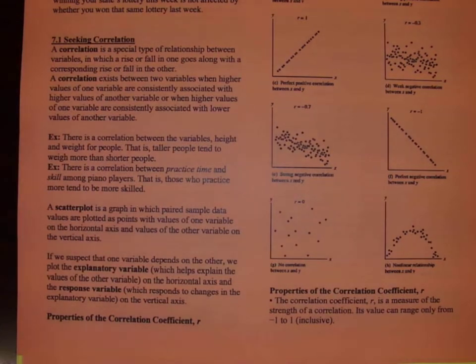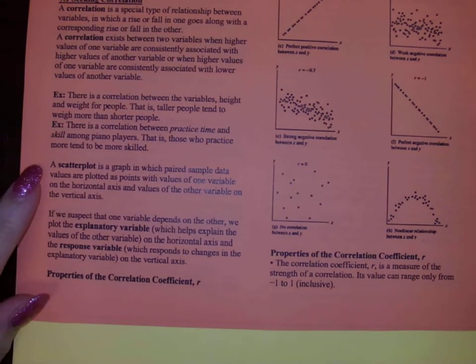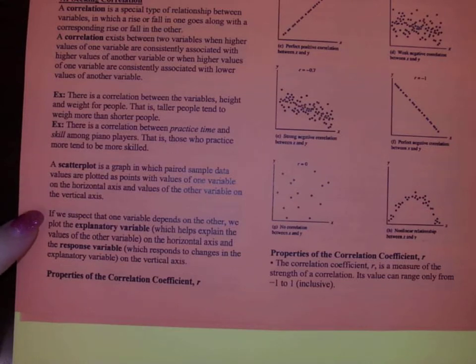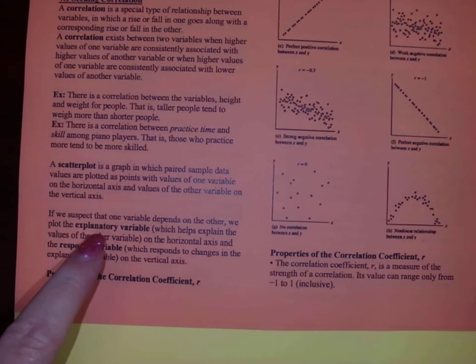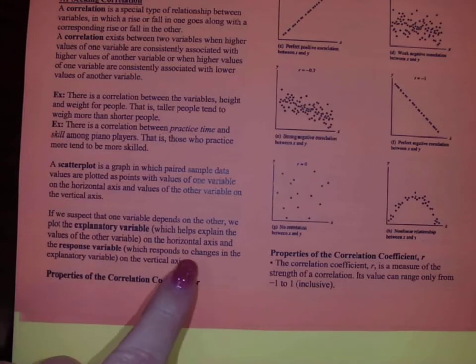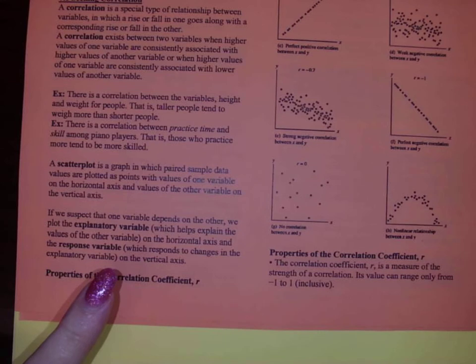All right. The graphs that we use for these are called scatter plots. A scatter plot is a graph in which paired sample data values are plotted as points with values of one variable on the horizontal axis and values of the other one on the vertical axis. So if we suspect that one variable depends on the other, we'll call that the explanatory variable. It means that it helps explain the values of the other one. We'll put that on the horizontal axis, and we'll put the response variable, which is responding to the change in the explanatory variable, on the vertical axis.